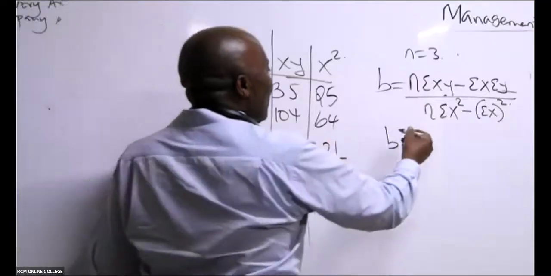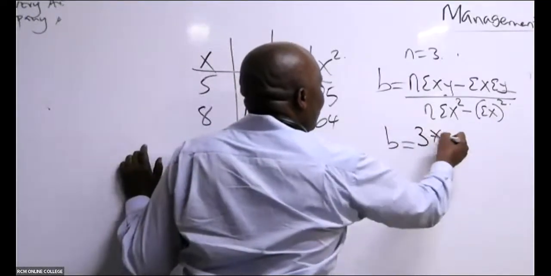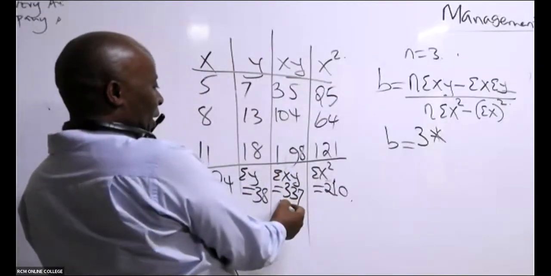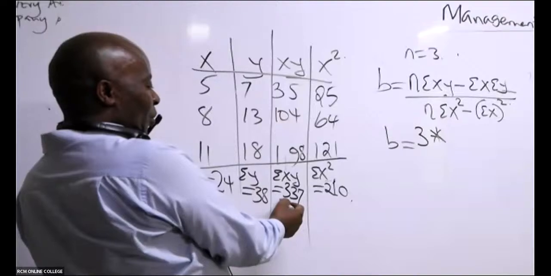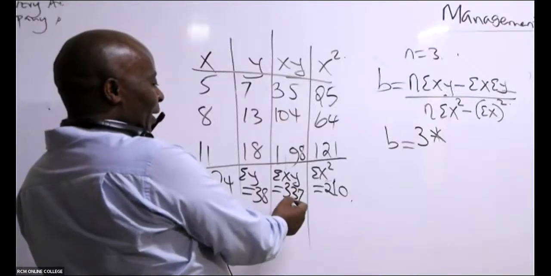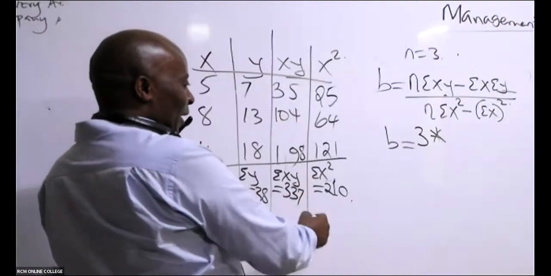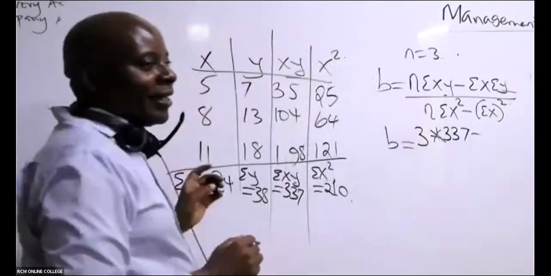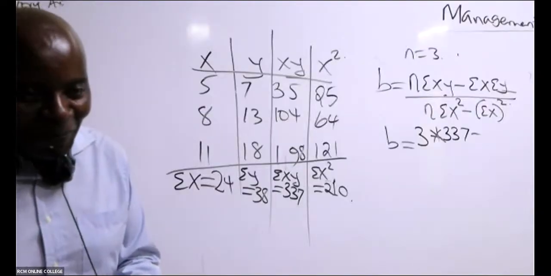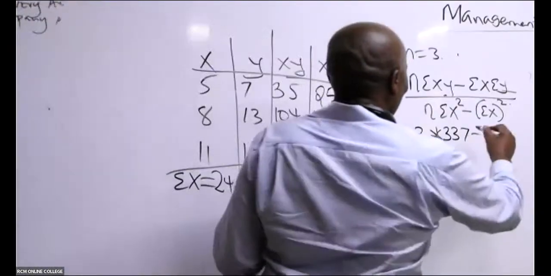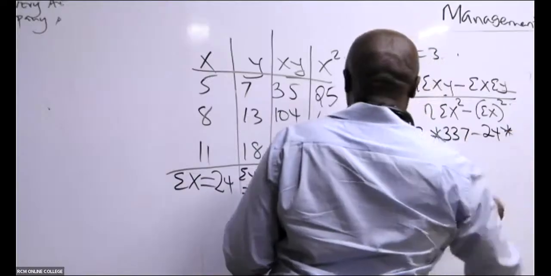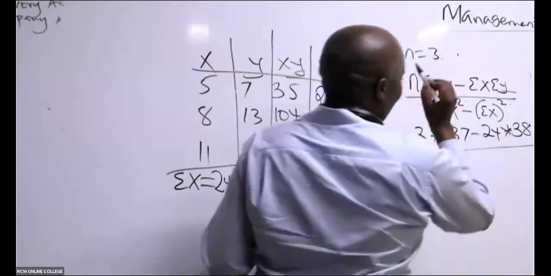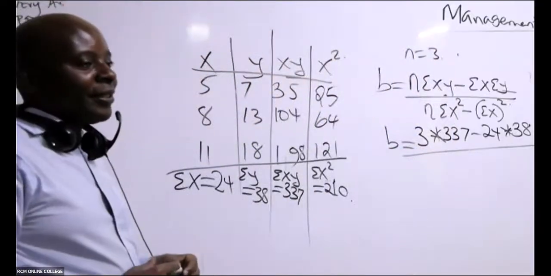So N is 3 times sigma xy. What do we have for our sigma xy? Summation of xy is 337. Yeah, abracadabra. Summation of x, 24. Summation of y, 38. Great. Thank you.